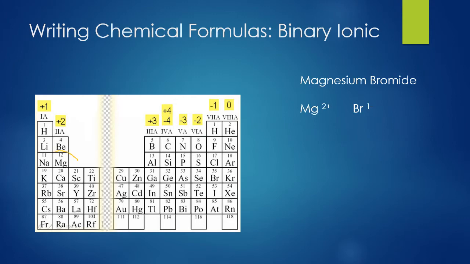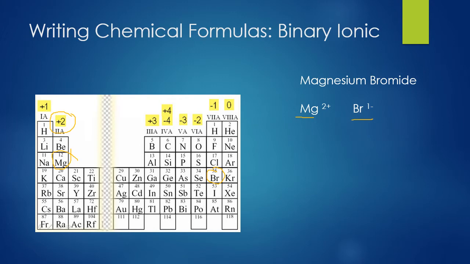Magnesium is an alkaline earth metal. Notice it's going to form a +2 when it's an ionic compound. So I write magnesium with a 2+. So what ion does bromine form? Well, it's a halogen, so it's going to form a -1 ion by gaining 1 electron.